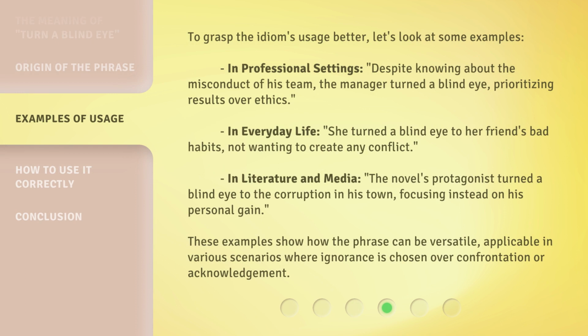To grasp the idiom's usage better, let's look at some examples. In professional settings: despite knowing about the misconduct of his team, the manager turned a blind eye, prioritizing results over ethics. In everyday life: she turned a blind eye to her friend's bad habits, not wanting to create any conflict. In literature and media: the novel's protagonist turned a blind eye to the corruption in his town, focusing instead on his personal gain. These examples show how the phrase can be versatile, applicable in various scenarios where ignorance is chosen over confrontation or acknowledgement.